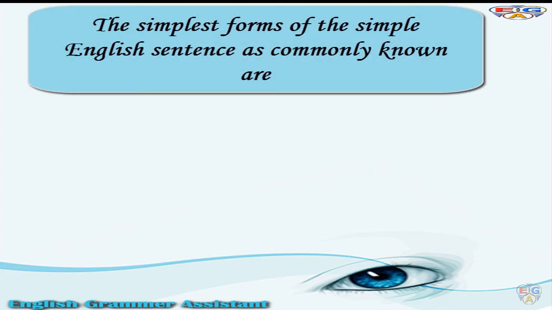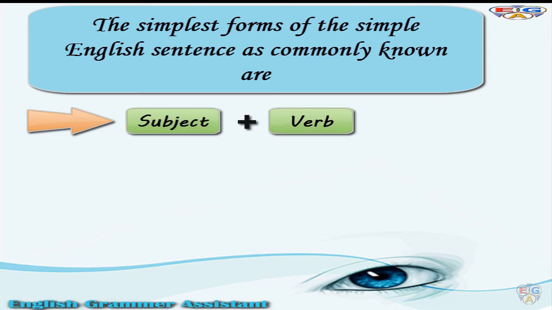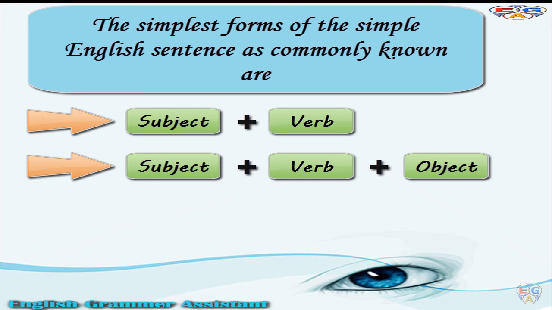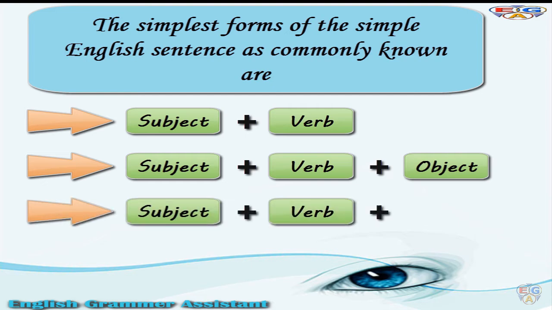The simplest forms of the simple English sentence, as commonly known, are: Subject plus verb. The verb in this form is called intransitive, which means that it doesn't take an object. Subject plus verb plus object. The verb in this form is called transitive, which means that it takes an object. Subject plus verb plus complement. This form is restricted to non-action verbs such as the verb to be and other verbs like feel, look, seem, etc.